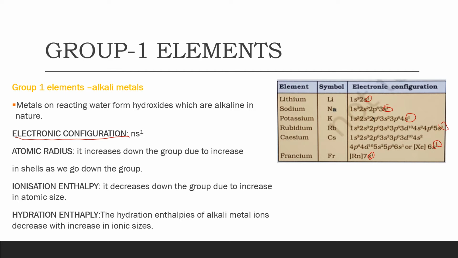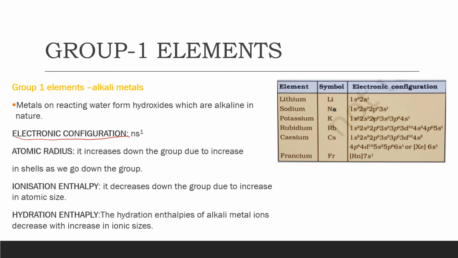So next is atomic radius. It increases down the group due to increase in the shells as we go down. As you see, as we go down the group, the number of shells increase one by one. You can see many shells increasing, so it keeps increasing as we go down.